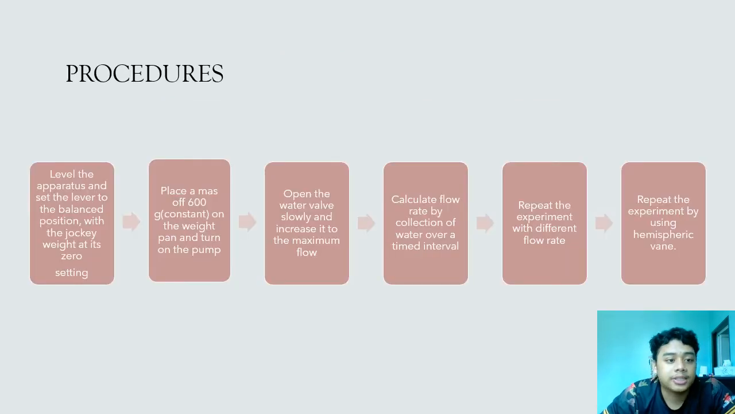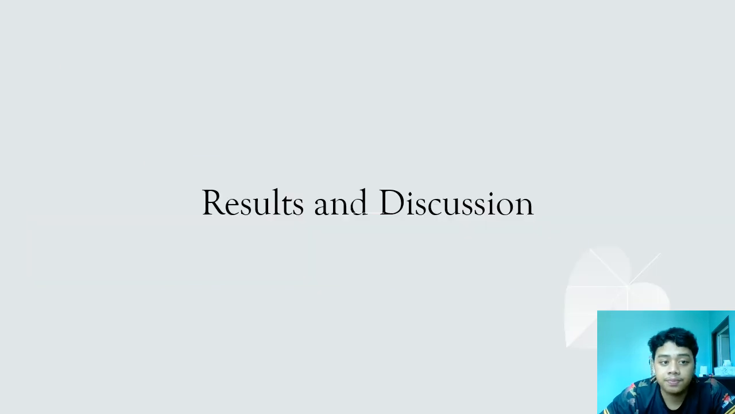So the procedures. First, we need to level the apparatus and set the lever to the balance position with the jockey weight at 0. Then we place a mass of 600 grams, which is a constant, on the weight point, and turn on the pump. Then we open the water valve slowly and increase it to the maximum flow. Then we calculate the flow rate by collection of water over a time interval. Then we repeat the experiment with different flow rates. And finally, we repeat the experiment using a hemispheric vane.